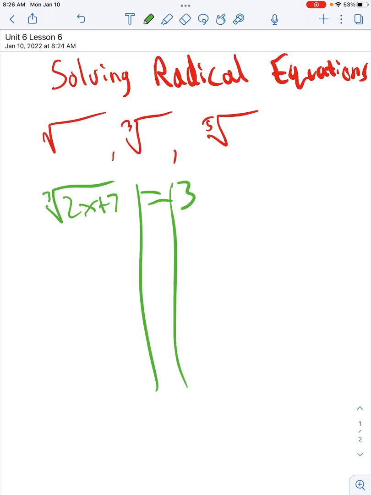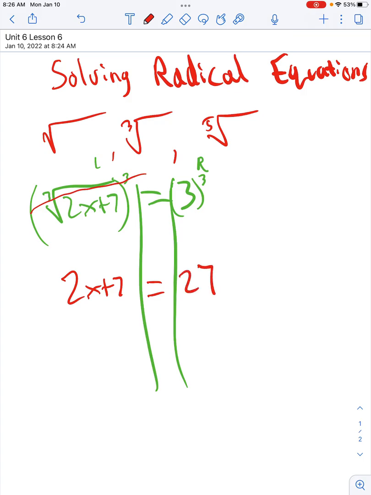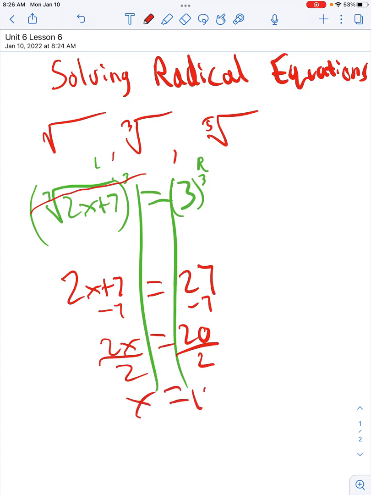So again, your same kind of rules apply. Anything I do on the left, I also have to do on the right. The opposite of a cubed root is to raise this entire thing to a power of 3, which means I have to do that on the right side as well. So the cubed root of 3 raised, that's going to cancel out. So I'm just left with 2x plus 7, and 3 to the third power, 3 times 3 times 3, is 27. Now it's just solving like you've been doing since algebra.